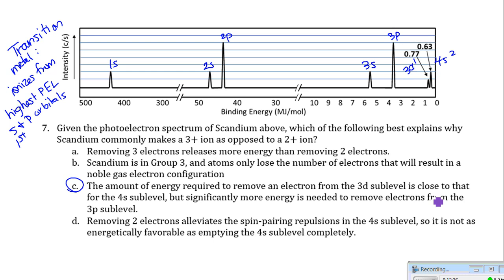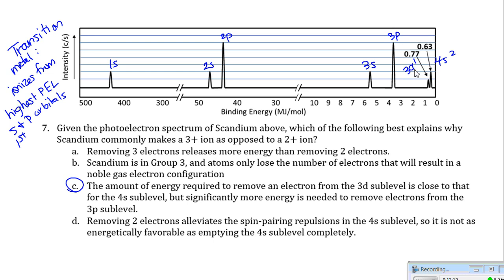Sorry. You'll see that the 3d sublevel is in the third principal energy level, but it's so high in the third principal energy level that it's very close in energy to the 4s2 electrons. So in class today we talked about how if you have a transition metal and you're going to make an ion, first you'll remove electrons from the highest principal energy level, s and p orbitals. So the highest principal energy level that I have here is energy level 4. Okay, so I'm going to take out both of those electrons first.